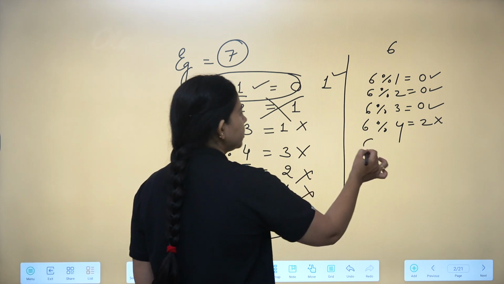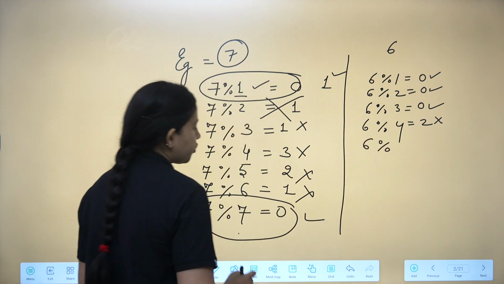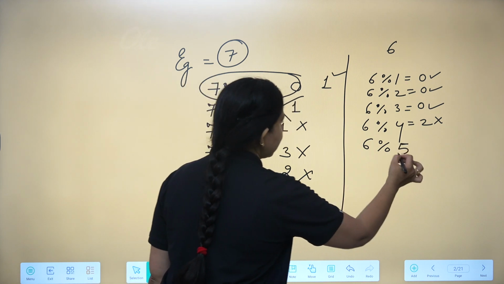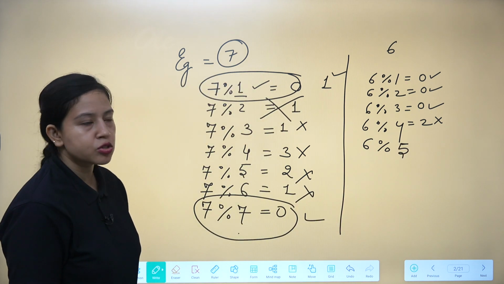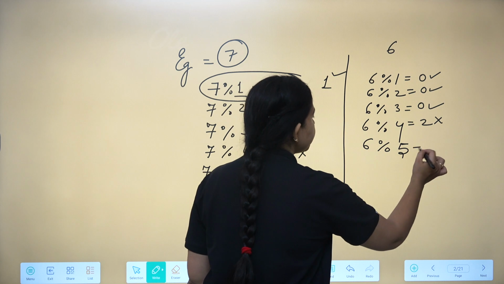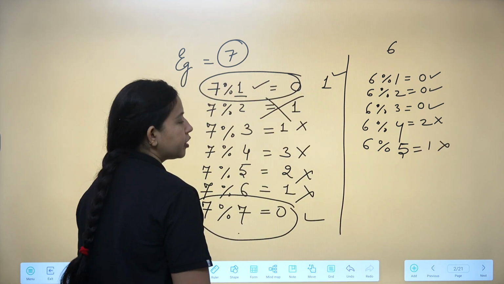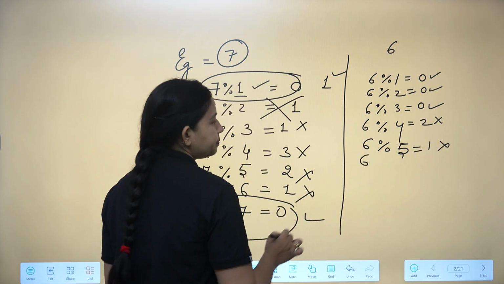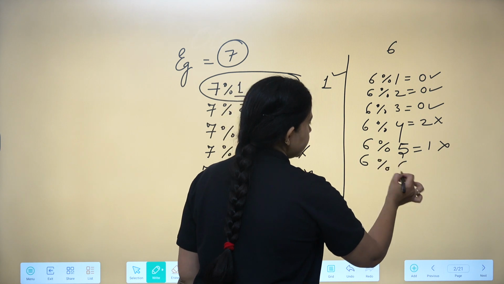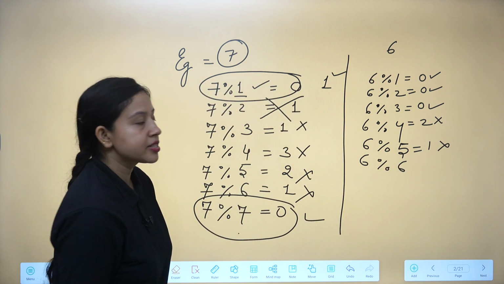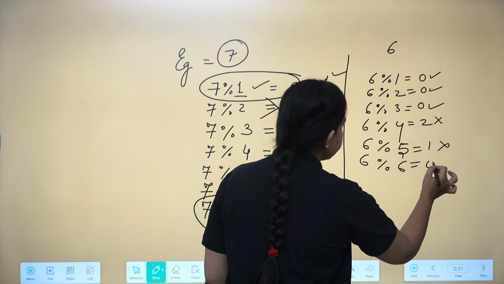Don't worry, move further. We'll perform the operation on 5. As you can see, 5 also does not return the remainder 0. It will return 1, so it is also not a factor. And 6 modulus 6. Yes, 6 always comes in the 6 table. That's why the remainder is 0.